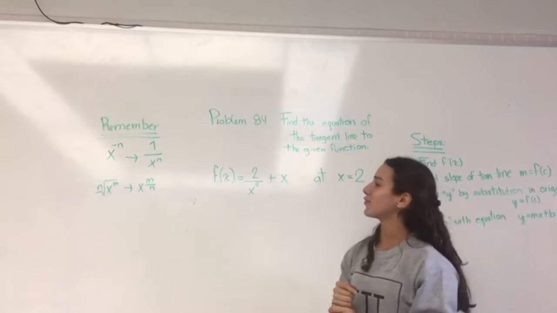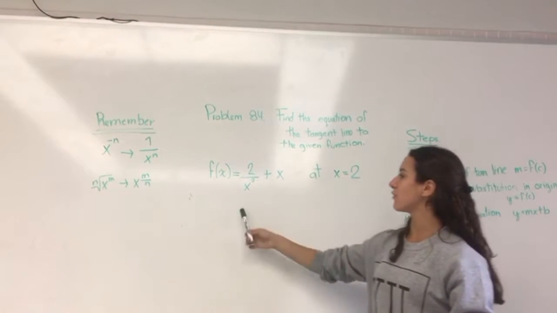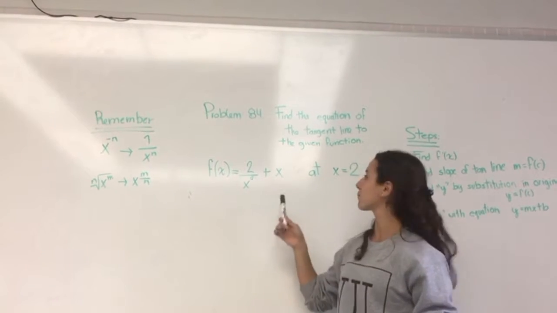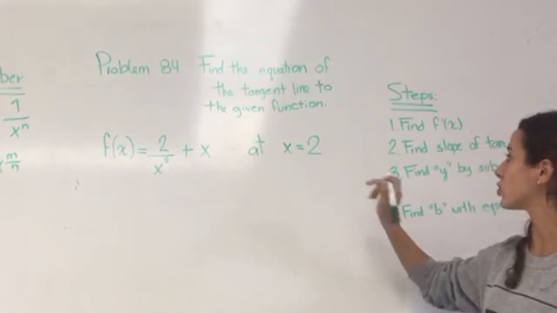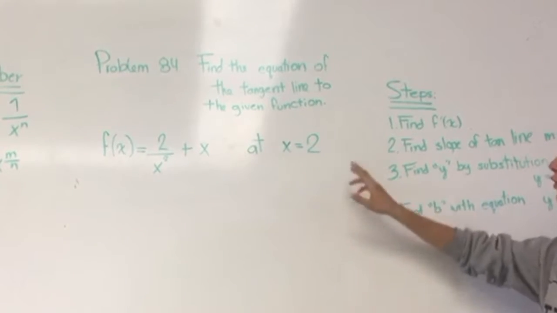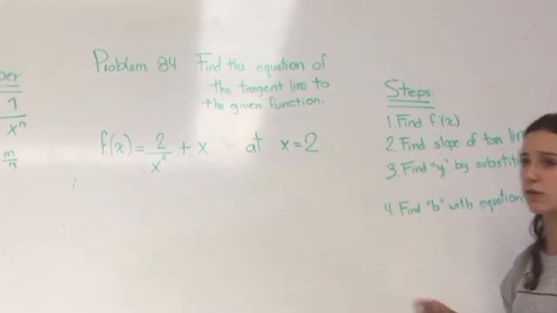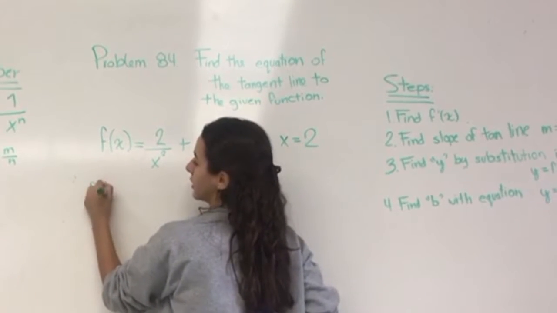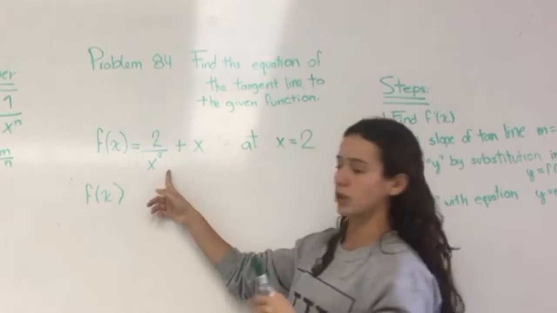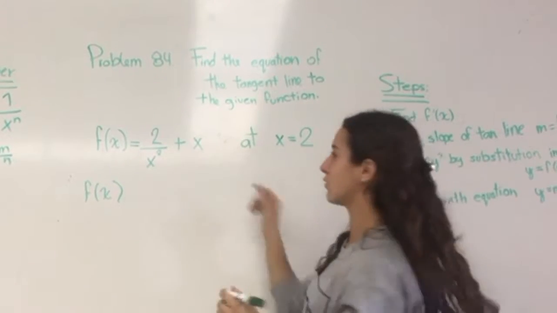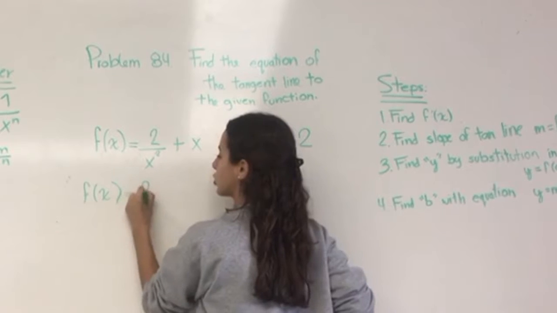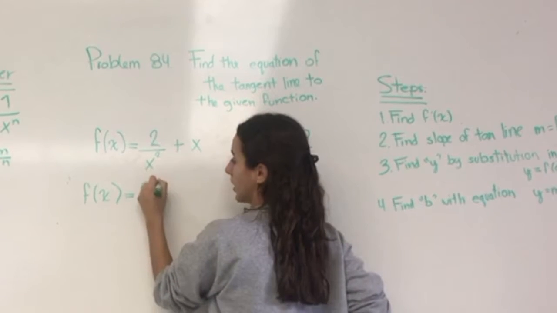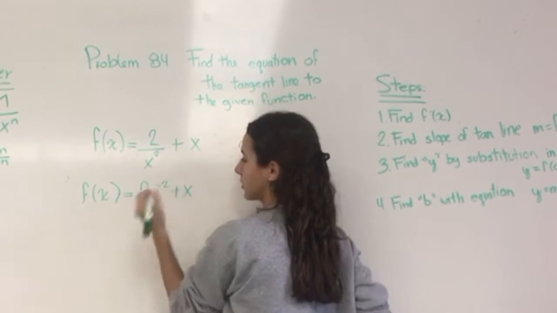So we're going to start solving the problem, which is f of x equals 2 over x squared plus x at x equals 2, using the steps. The first step is to find the derivative of the original function. We have to rewrite it since we have a fraction, and that means that this exponent is negative. So we rewrite it as 2x^-2 plus x.